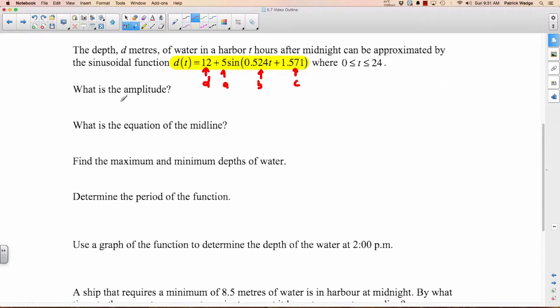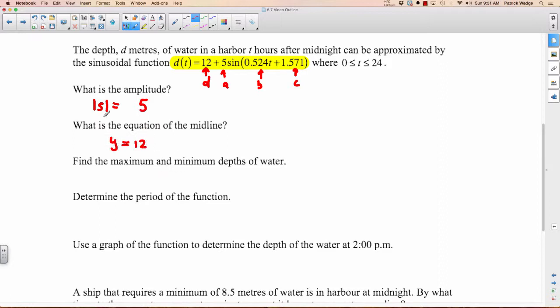So the amplitude is just the absolute value of A. In this case, the absolute value of 5, so it's 5. The equation of the midline. For the midline, you look to D, and it's 12, so that means it's y equals 12.